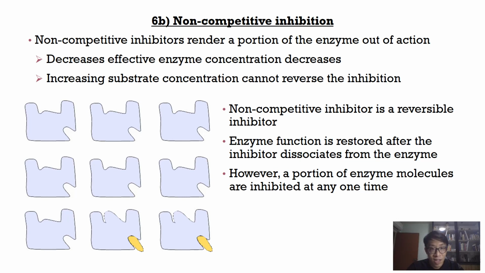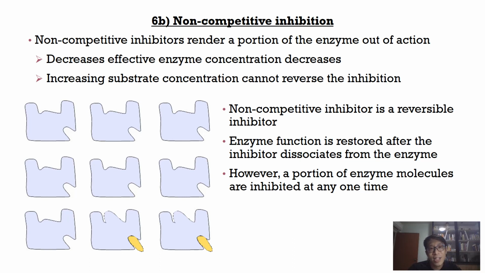So effectively, the enzyme concentration has decreased. Instead of 9 enzyme molecules, only 7 are functional at any one time, so the effective enzyme concentration is decreased. I hope this example explains these 2 points: the rendering of a portion of enzyme out of action and the decreasing of the effective enzyme concentration.